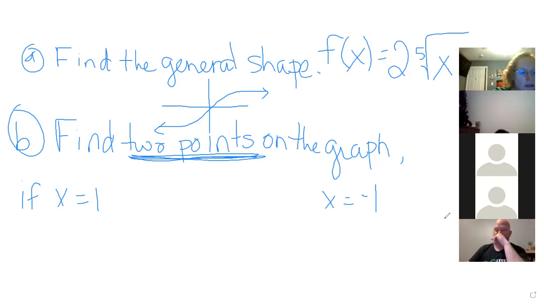So I would recommend picking these two values. So if x is 1, what that means is y is going to be 2 times the 5th root of 1.